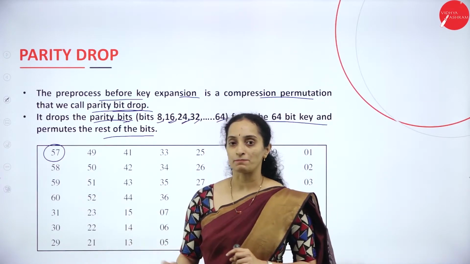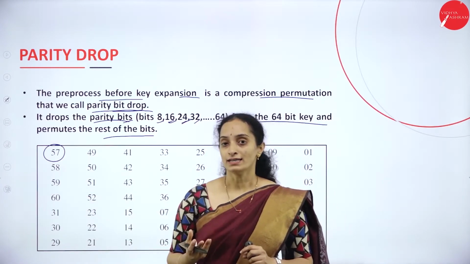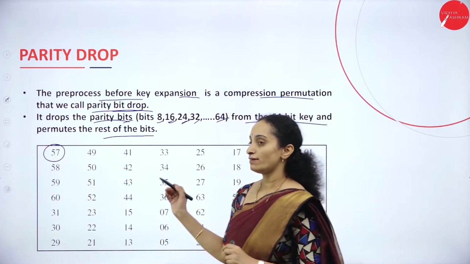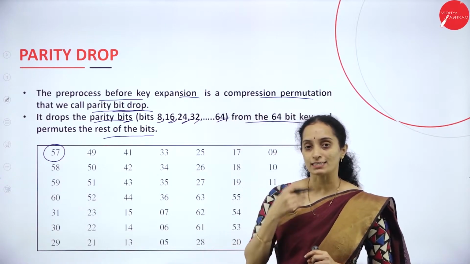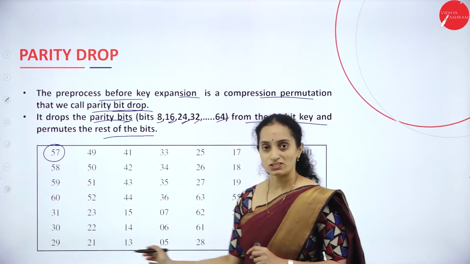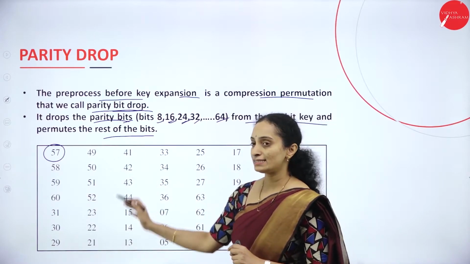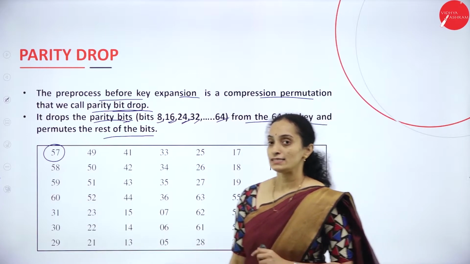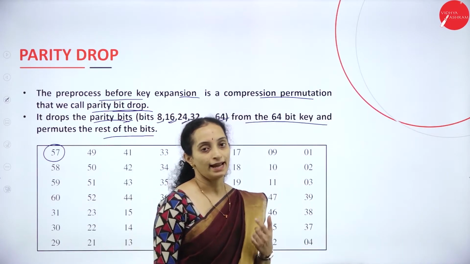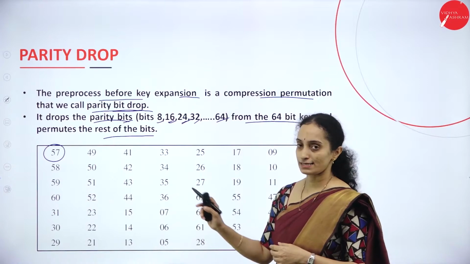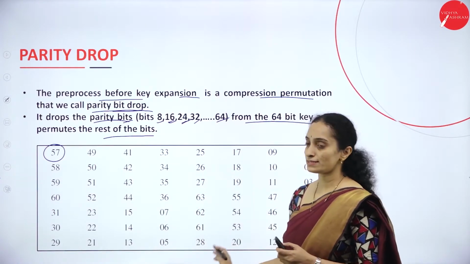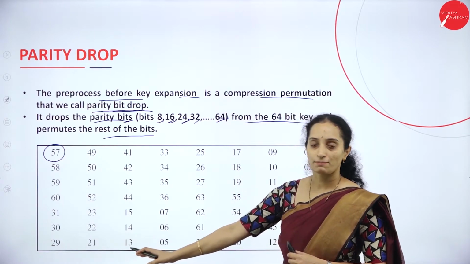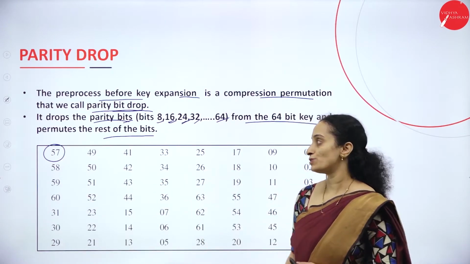This is a random table. It may change with the next key. There may be a next key that is applied. When you perform the next encryption, the table may change. But in this table, we have a matrix of 8 columns and 7 rows, which in total makes 56 bits. We have a random table after parity drop.